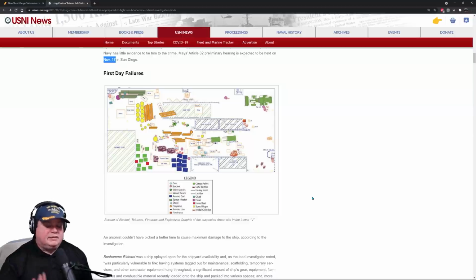He might be a scapegoat. He may be guilty as hell. I don't know. But he might also be a scapegoat. So we will not even speculate on that until we see the evidence of this sailor's actions.